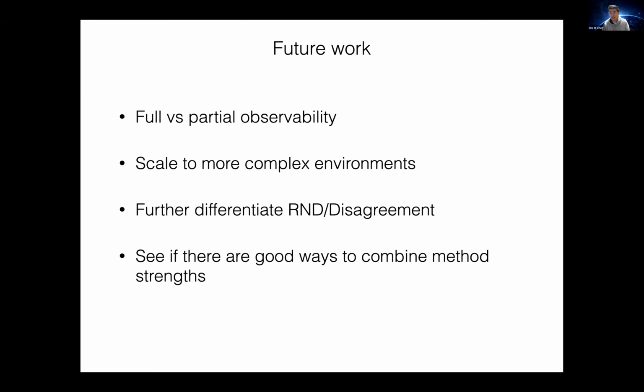So these experiments sought to isolate environmental features and compare the performance of different exploration methods. We found that some work well on things like the long corridor environment, whereas others like R&D will fail on the white noise environment. So we can already start to see these methods differentiate a bit more. And for future work, we're really interested in looking at full versus partial observability.